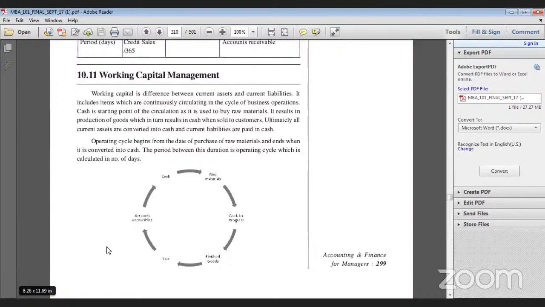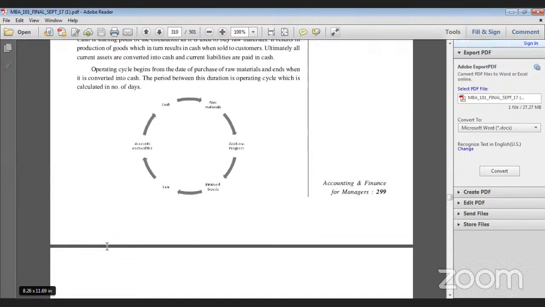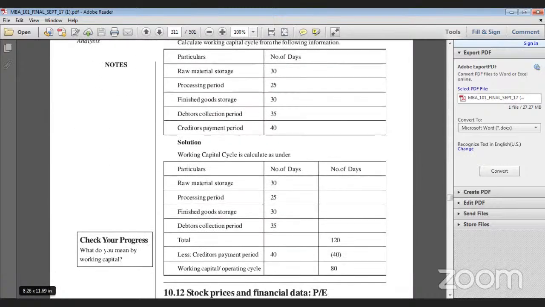After that, they have given the working capital management cycle. This is the operating cycle. Cash, then raw material, work in progress, finished goods, after sale accounts receivable, and after this it is converted into cash. So this is the working capital cycle.